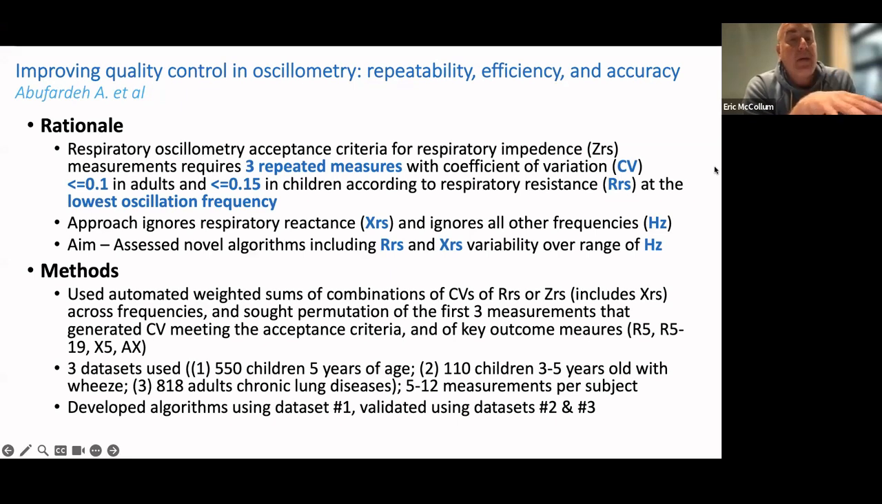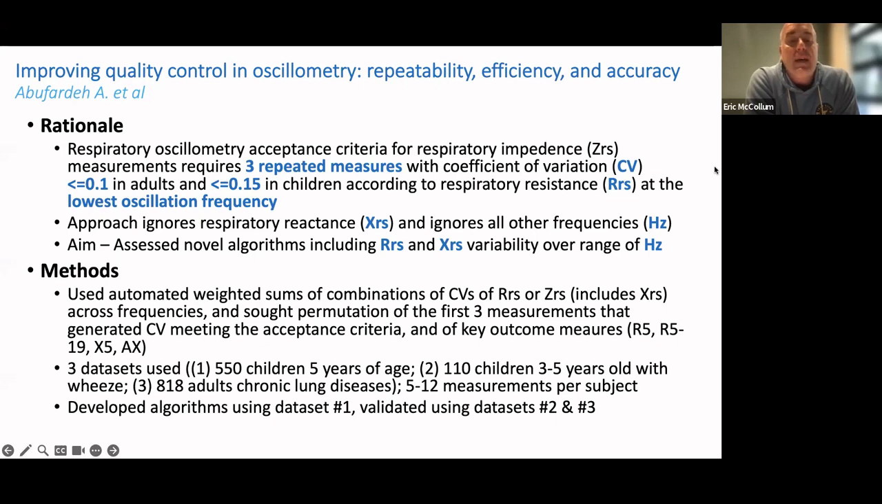And so their aim here was to assess novel algorithms that basically apply more of the parameters over the whole range of frequencies, and see what they can achieve. So the methods they used: automated weighted sums of varying combinations of coefficients of variation of resistance and impedance. They used impedance here, which incorporated reactance across all the frequencies.